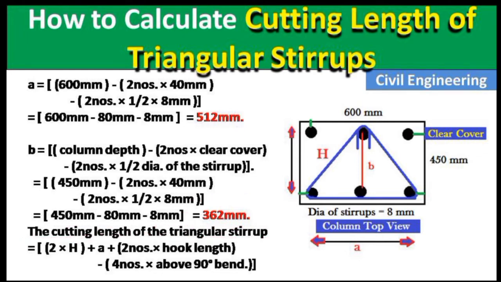Here we have calculated a, b, and now we have to calculate h to get total cutting length of the triangular stirrup. So the cutting length of the triangular stirrup will be 2 into h plus a plus 2 into number hook length, minus 4 numbers into 90 degree bend. So here we have calculated a, and now we have to calculate h.